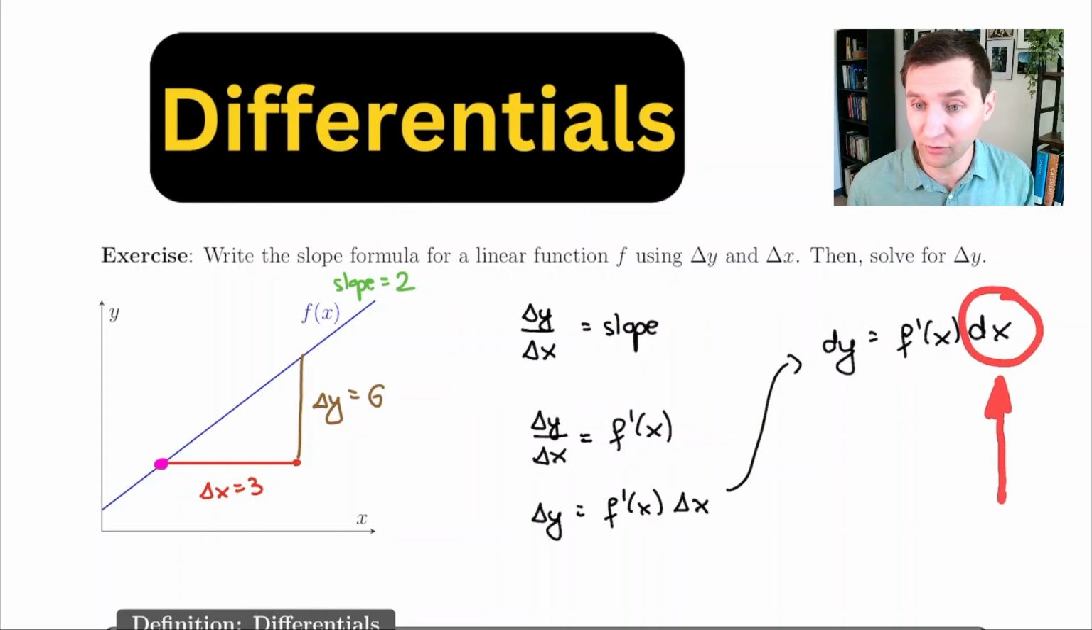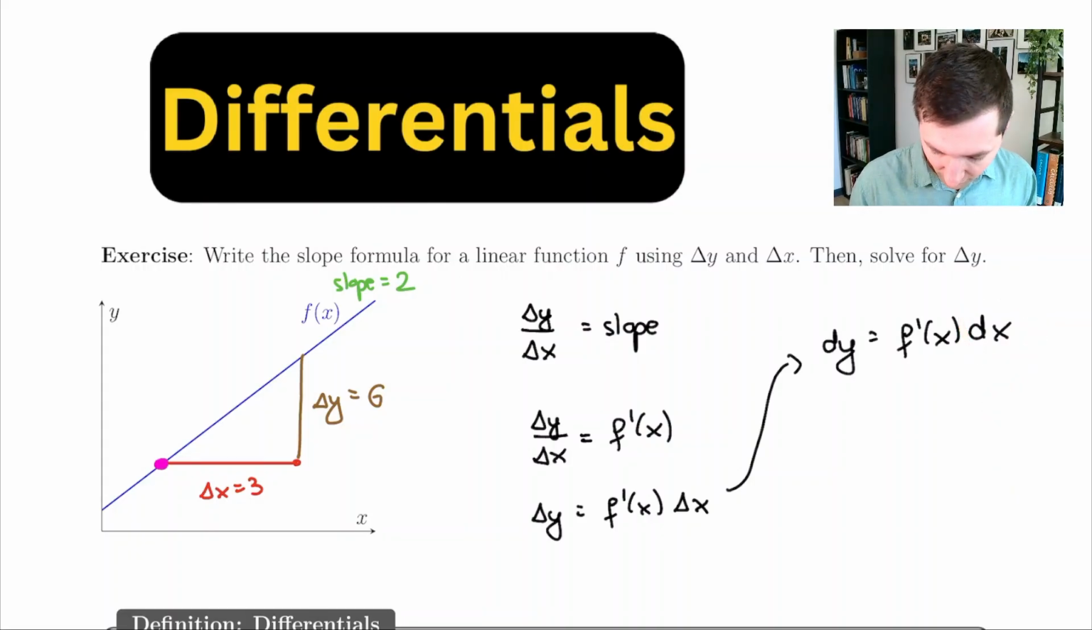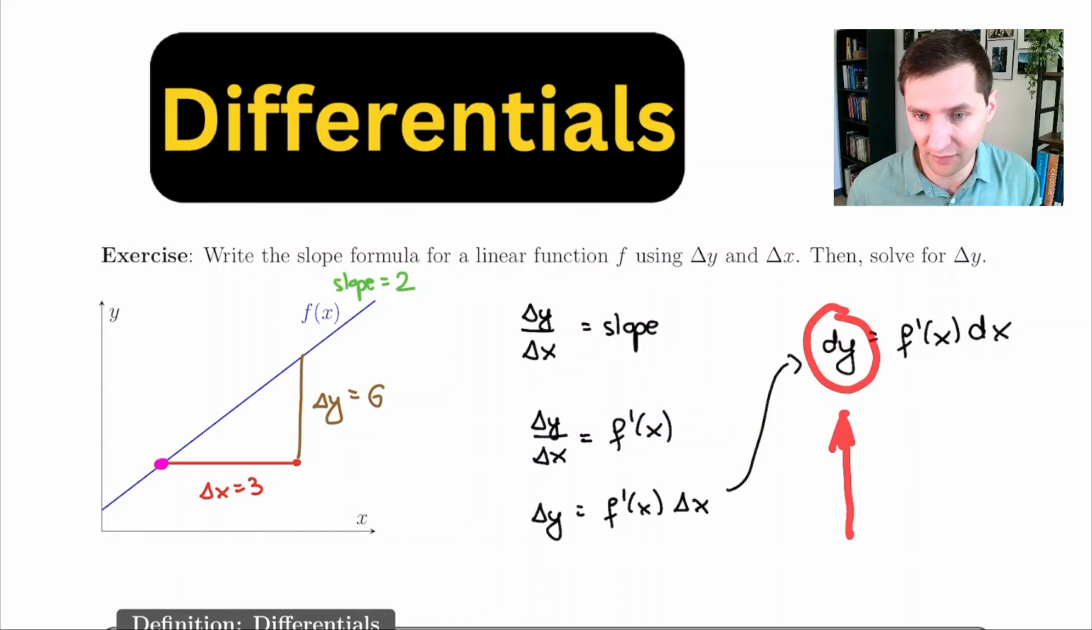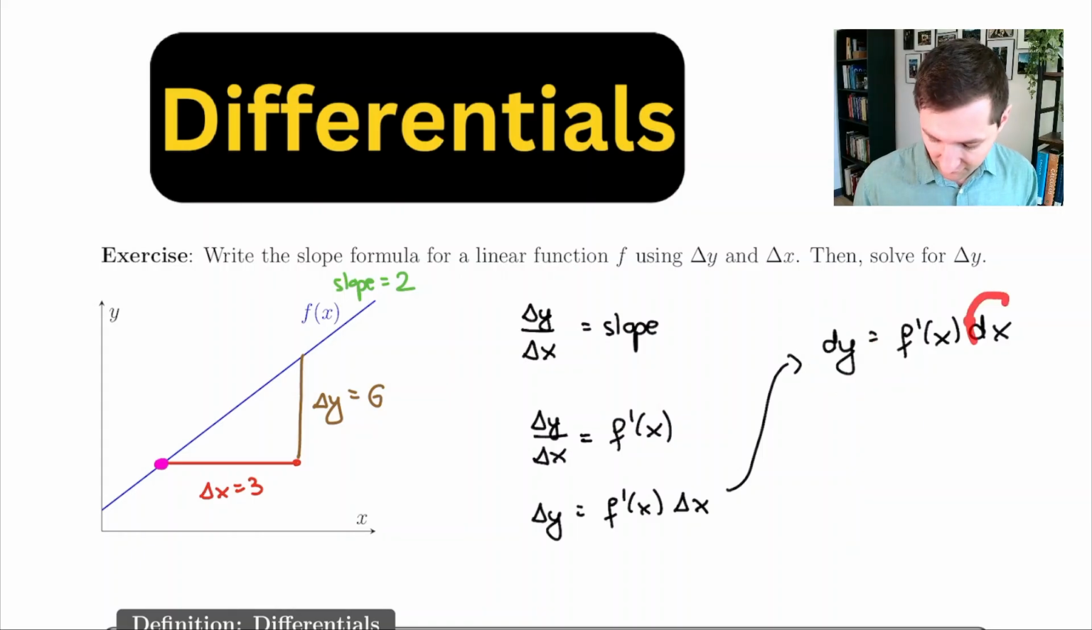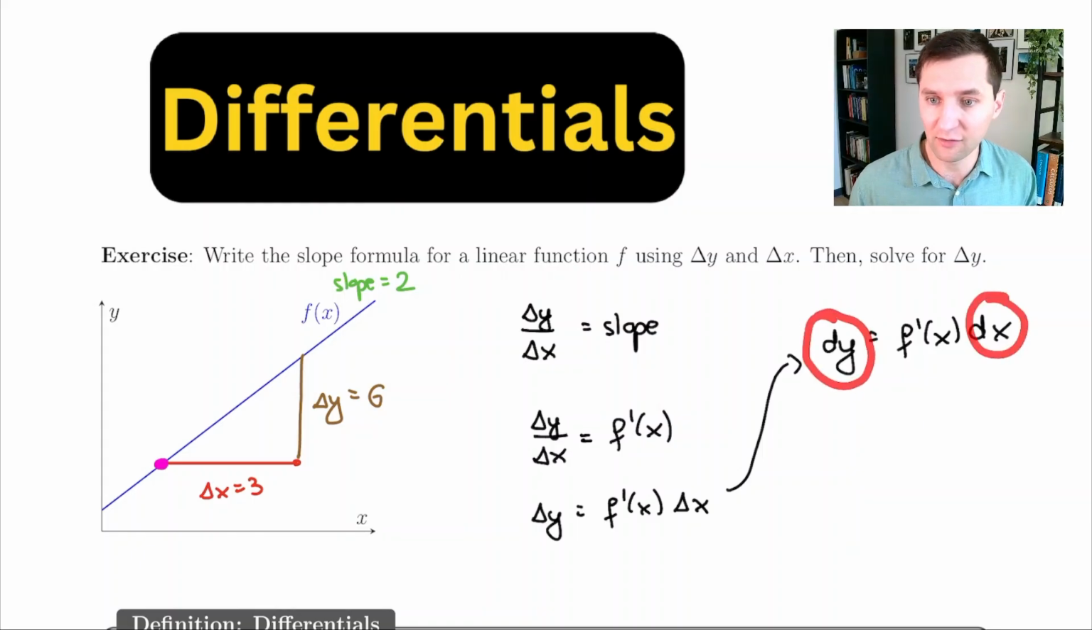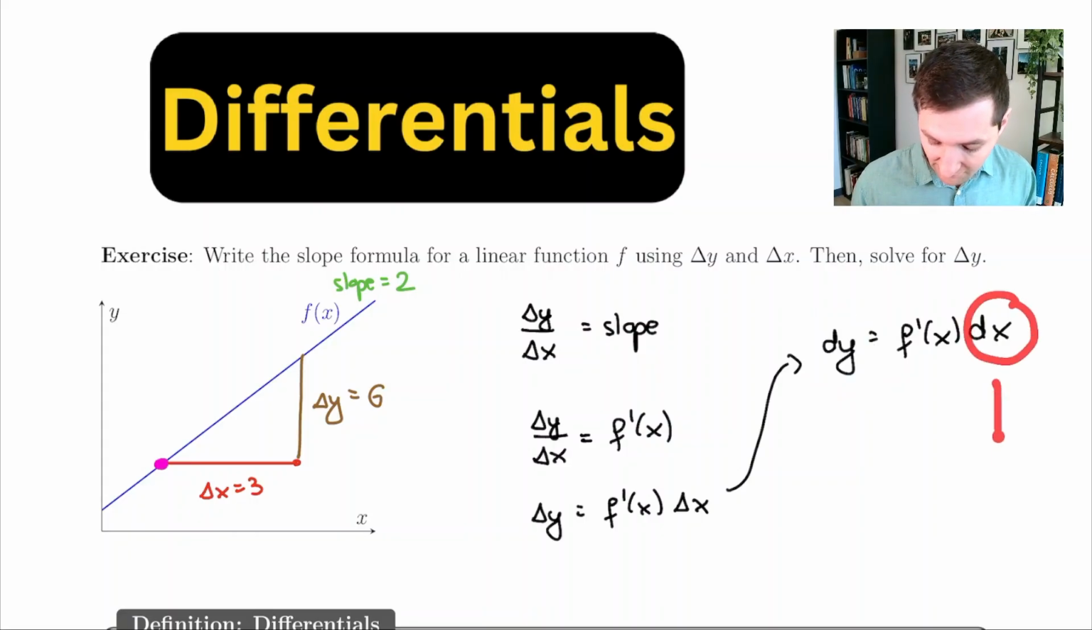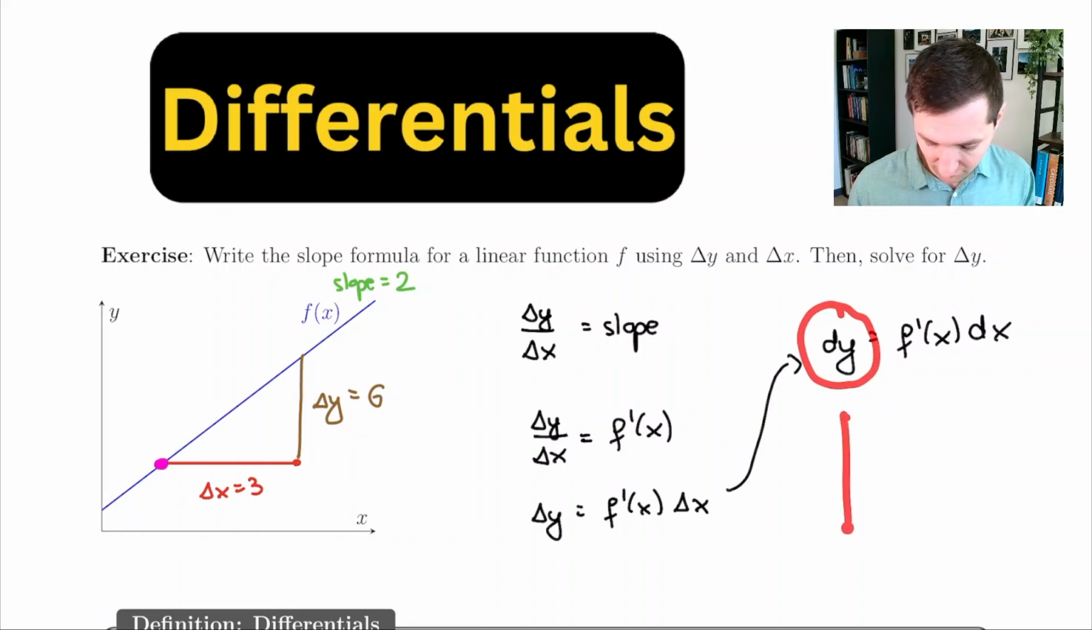You can think about dx as a small change in x. This is the input of your function. You can think about dy as a small change in y. This is the output of your function. Dx and dy are called differentials. In this case, dx is an independent variable. This is what you plug into your function. This is an input. Dy is a dependent variable. This is what you get as an output of your function.